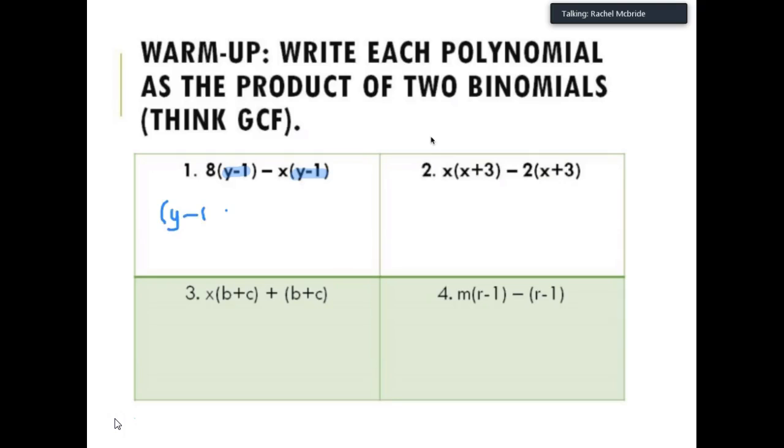So you take out your GCF of y minus 1 because that's common in both terms. And that leaves behind 8 and negative x. So rewriting each of those as a product of two binomials. So binomial means two terms. By using our GCF, you have y minus 1 and 8 minus x.